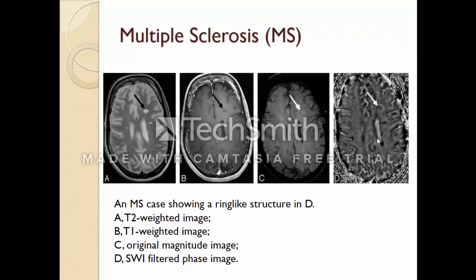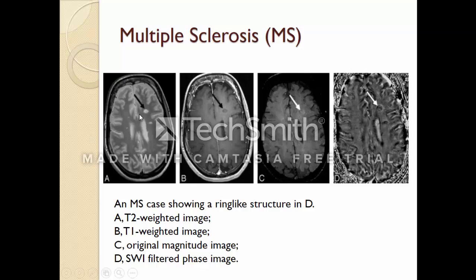So multiple sclerosis, which is called MS, is a relatively common acquired chronic demyelinating disease involving the central nervous system, and it affects the brain and the spinal cord. As you can see, here is a special case of MS.